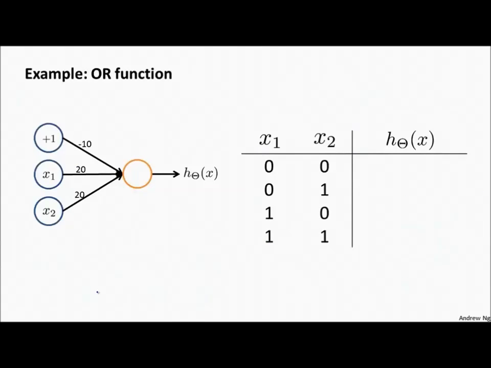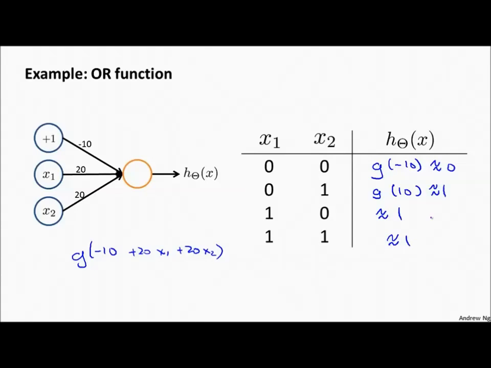This network shown here computes the OR function. Just to show you how I worked that out, if you write out the hypothesis, you find that it's computing g of minus 10 plus 20x1 plus 20x2, and so if you fill in these values, you find that that's g of minus 10, which is approximately 0, g of 10, which is approximately 1, and so on. And these are approximately 1, and approximately 1, and this is essentially the logical OR function. So hopefully with this, you now understand how single neurons in a neural network can be used to compute logical functions like AND and OR and so on.